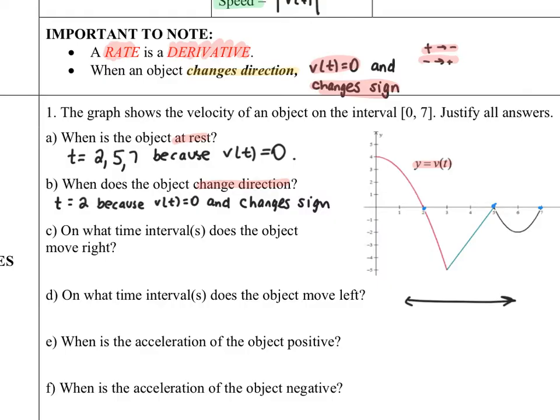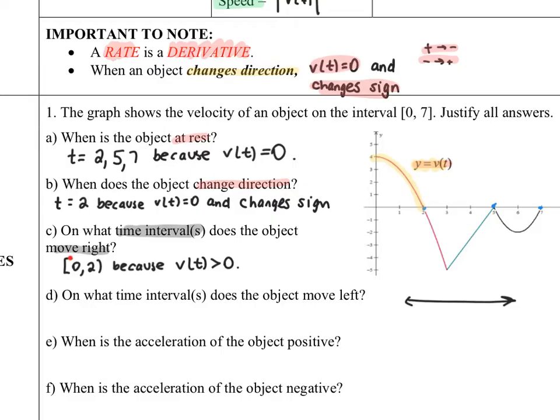My next question wants to know on what time interval. So now I have an interval of time, not a moment in time like the previous two. And I want my object to be moving to the right. I know an object moves to the right where my velocity is positive. Here's my velocity graph, and I know this is positive at all points above the x-axis. So my interval is going to go from 0 to 2.